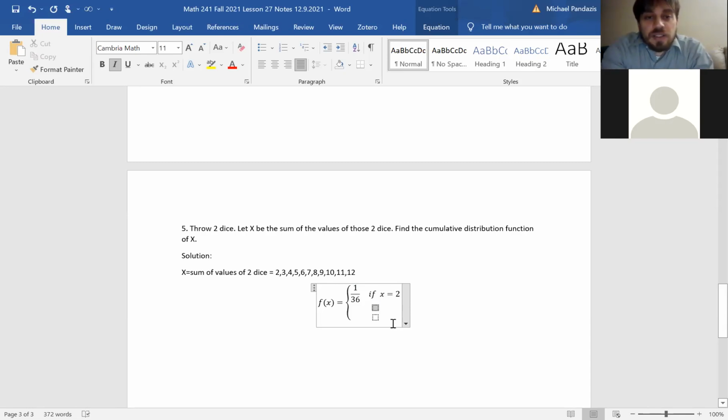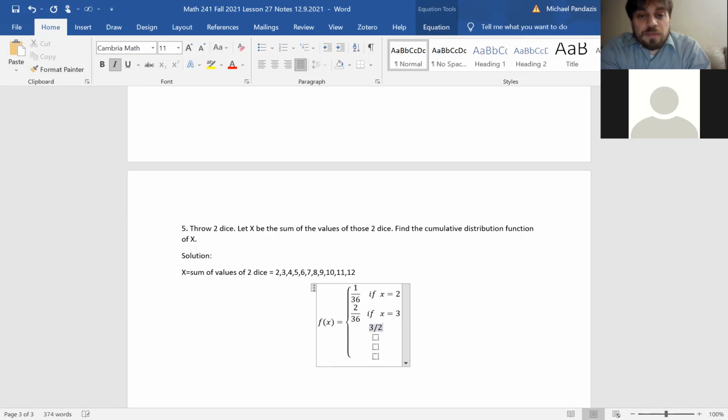Now, let's say you have a sum of 3. The sum of 3 could happen 1 plus 2 or 2 plus 1. So that's 2 over 36. There's a 2 over 36 chance if x is 3, because there's two ways to roll the dice. Now to get a sum of x equals 4, there's a 3 over 36 chance, because you could have 1 plus 3, 2 plus 2, or 3 plus 1. There's 3 ways.